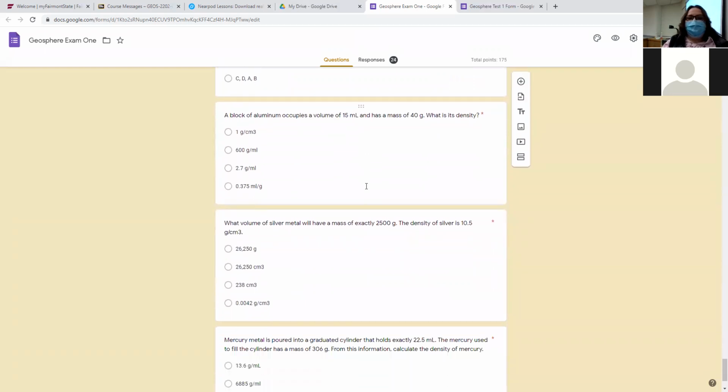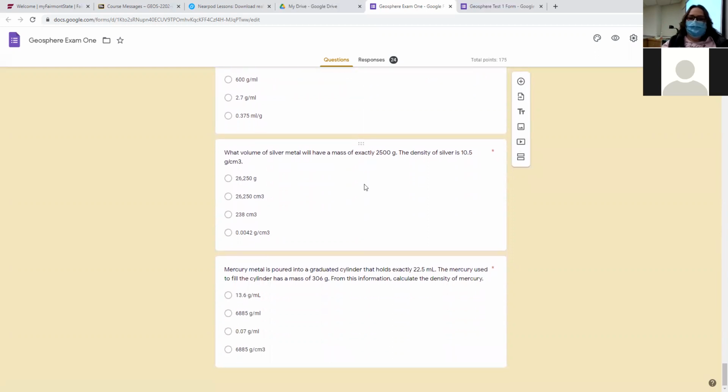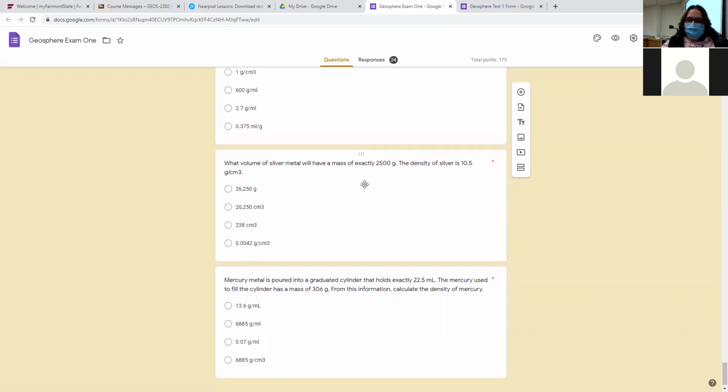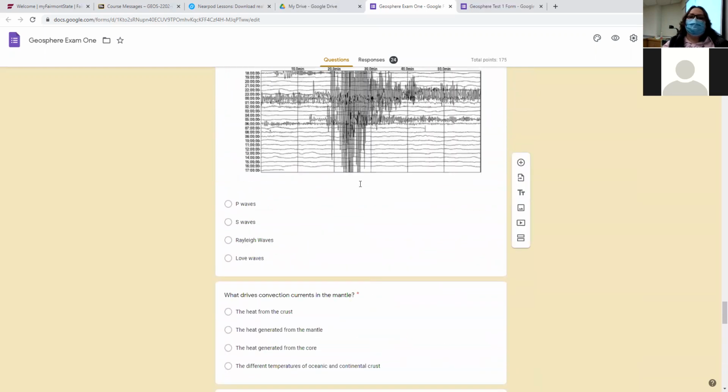Do you want to go over your density problems? Yes, no. Usually, if you got it, you got them. If you didn't, you... All right. So that was the test.